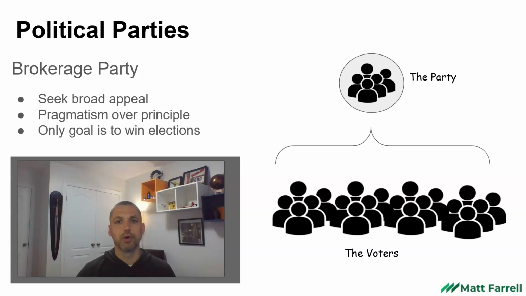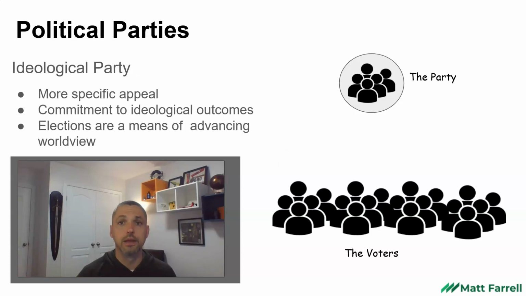A good example of a brokerage party, a classic brokerage party, would be the Liberal Party of Canada. They try and seek mass appeal, and then the criticism would be, well, they don't stand for anything. And well, that's kind of what a brokerage party does. It is fluid. It will do whatever the voters want in order to get elected.